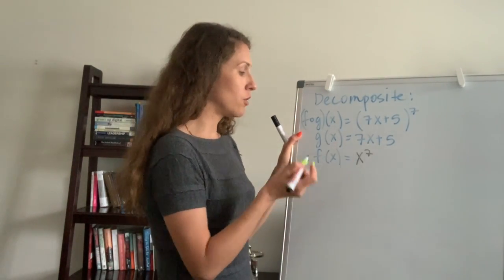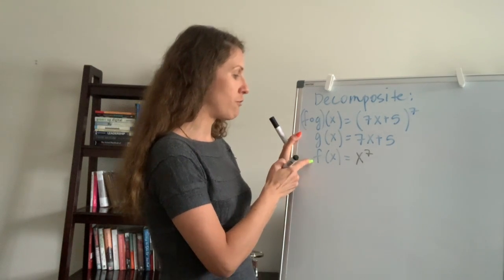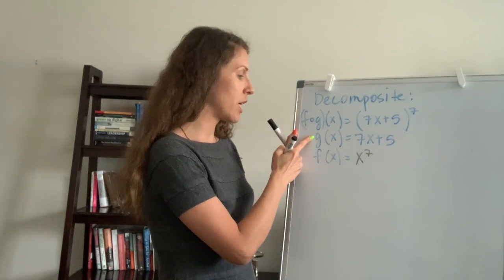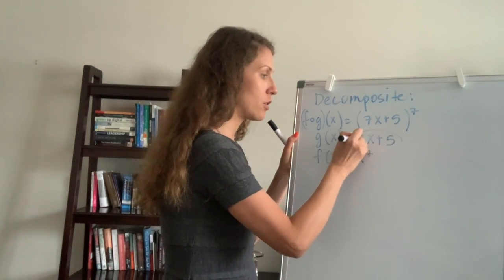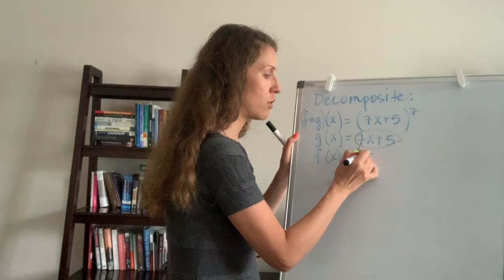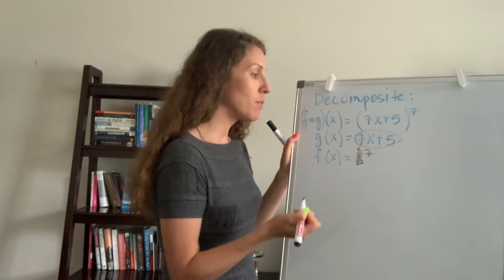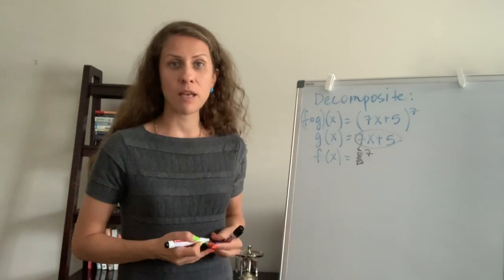You can check. You can try to find the composition of f with g, meaning replace x inside of f with g. So if you take this g and place it here, removing the x, that will be 7x plus 5 to the power of 7. We're done.